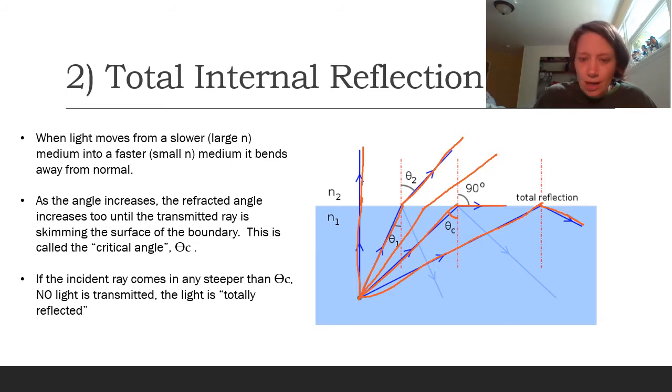So this phenomenon only happens when we're going from slow to fast, and Snell's law works with this. You can calculate theta c if you use 90 degrees as your theta r, or your refraction angle. And so this tells you basically the angle beyond which no light will actually be escaping the material and all of the light will be reflected inside the material. Why do we care about this? Let's talk about it on the next slide.